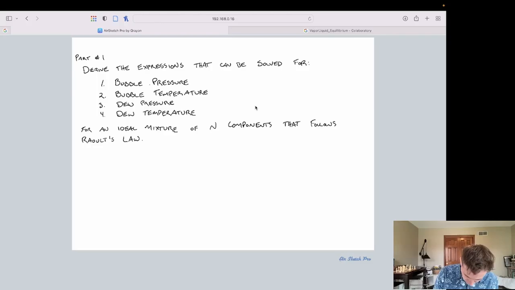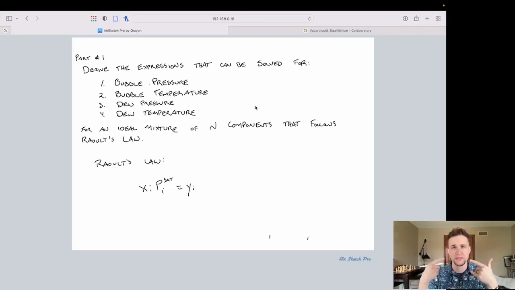And so for Raoult's law, what it tells us is that for a compound, this xi here, so this is the mole fraction of a compound in the liquid phase, when we have a mole fraction in the liquid phase of a compound, whatever the saturated pressure is, the pure component vapor pressure for that particular compound, so let's go ahead and call that this here, that is equal to the product between the mole fraction of that same compound, but in the vapor phase now, multiplied by the total pressure in the system.